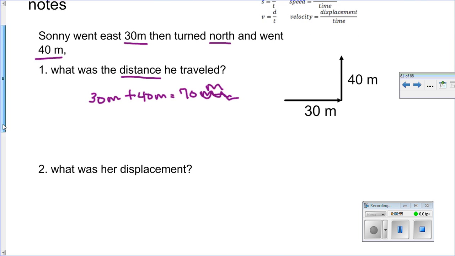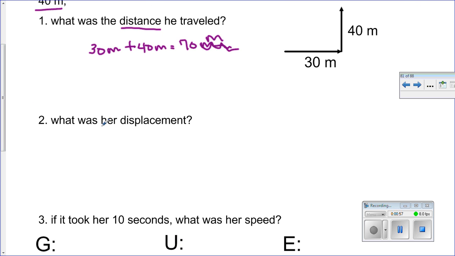Now displacement is where it gets a little tough, because when we were doing just one directional motion, like we had 30 meters this way, and let's say we had 40 meters this way, it'd be really easy, right? We just subtract them because they're going opposite. I'd end up with 10 meters west, if this was east, and that was west. But right now, we don't have this situation. We have where we're turning at a 90-degree angle.